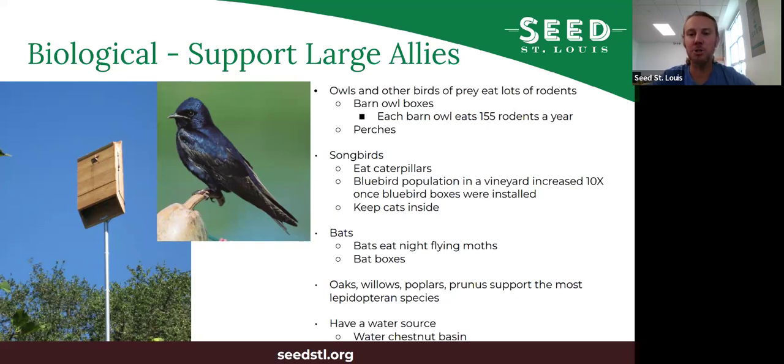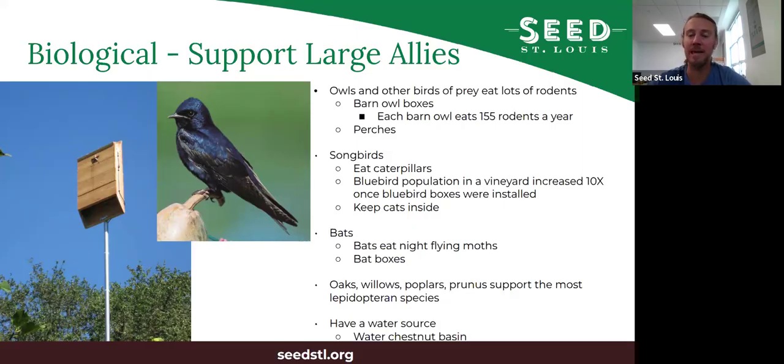You can also build perches, which are going to attract hawks and stuff to be sitting around there looking and hunting. Songbirds can also be really beneficial. They eat mostly caterpillars, not seeds, despite what I always thought. There was one study that found that putting bluebird boxes in a vineyard increased the bluebird population by 10 times. They didn't do anything else. They just put some birdhouses in there.